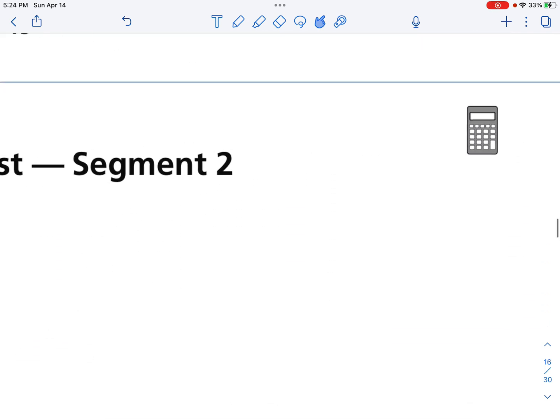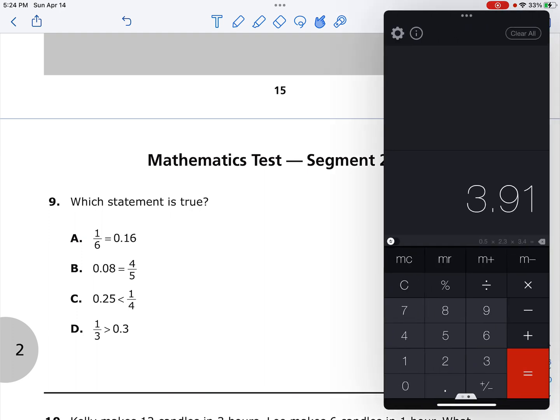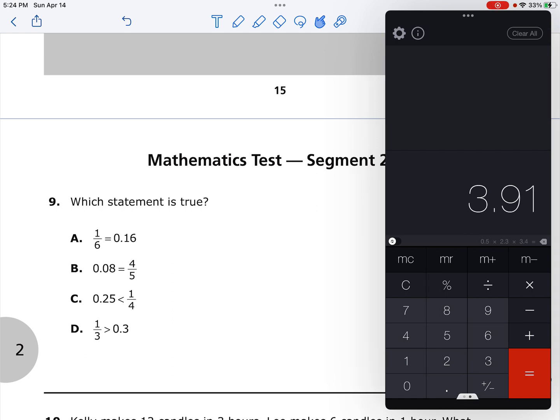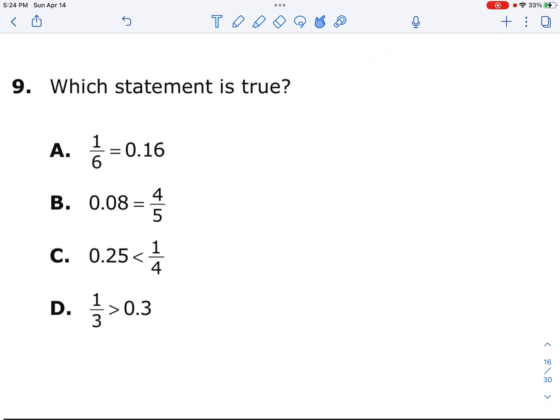This section has a calculator in the top right corner. That means you can use a calculator. I pulled mine up and now it's over here on the side, so I can use it while I'm working. Right, so here we go. Number 9, which statement is true?